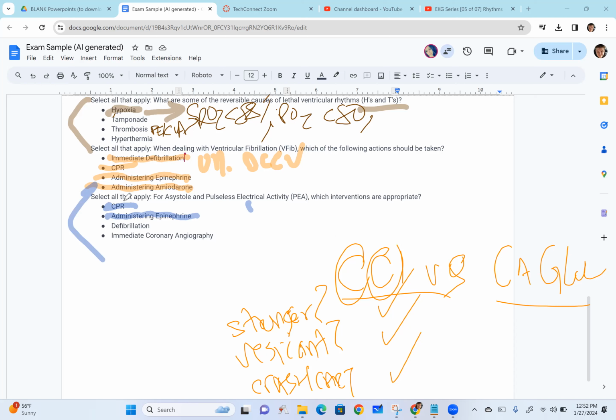Which lethal rhythm can you do extra stuff for, where you say, oh, they have this lethal rhythm, I can do this too? Torsades has other stuff, right? What other treatments can you add? You can do MAG, right? And what else? MAG is the additional thing you would do.